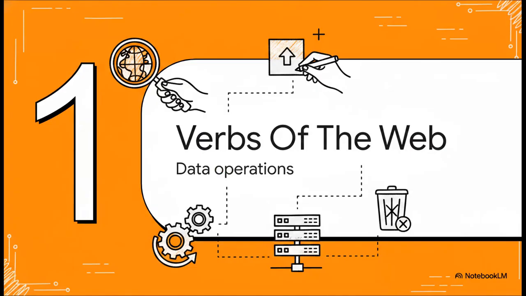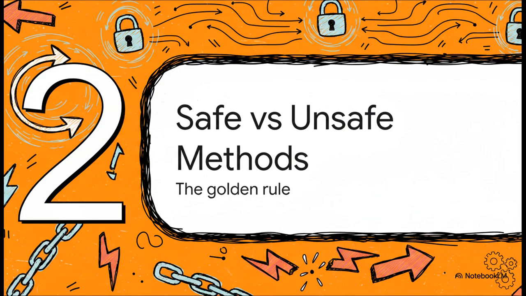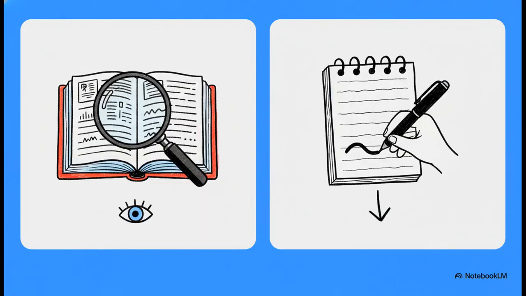Part 1. The verbs of the web. Basically, any operation you do online boils down to getting, creating, updating, or deleting data. But before we get to the specific verbs, let's talk about Part 2, safe versus unsafe methods. There's a golden rule that divides all of these verbs. We can divide every single HTTP method into 2 distinct camps.